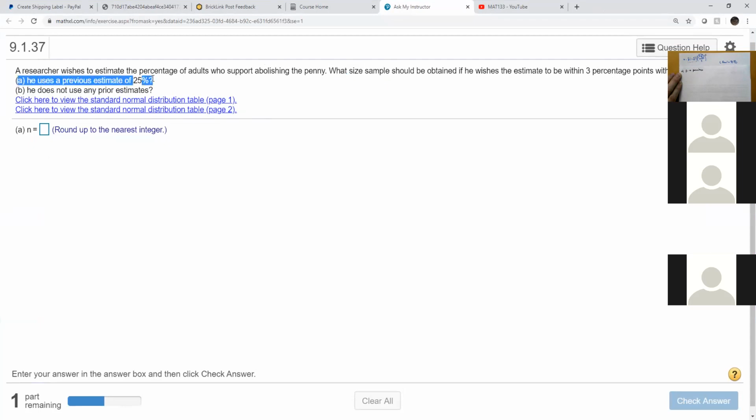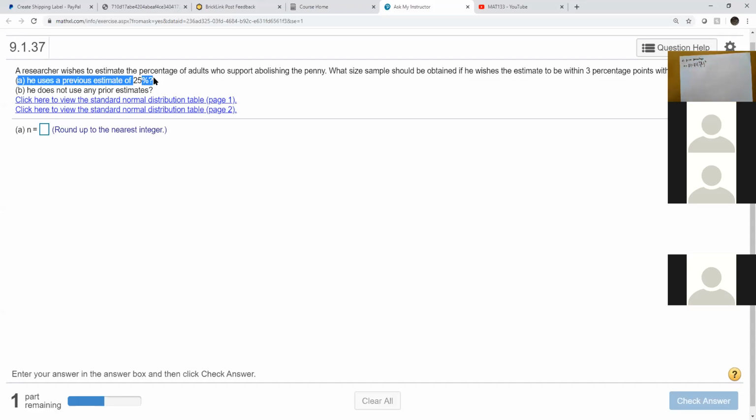Question A says he uses a prior estimate. So I go to my options here, and I know that because it's a P, it's going to be either this formula or this formula. I know it's this formula because this is the formula for a prior estimate. So I'm going to write that down at the top of the page. It's n equals p hat times 1 minus p hat times z alpha over 2, all over E squared.